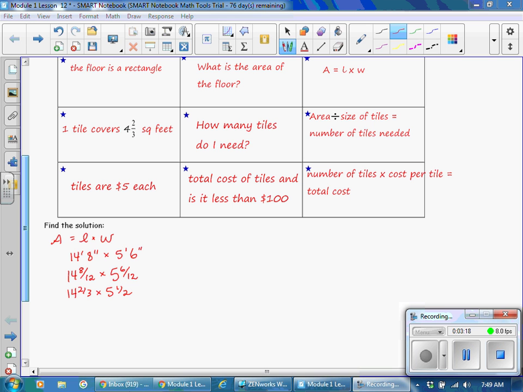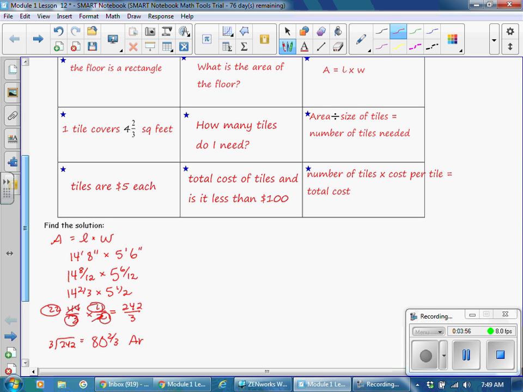So we've multiplied our fractions and we've got, changing this to an improper fraction, 44 over 3 times 11 over 2. Simplify first. These can both be divided by 2, giving you 1 and 22. Multiply your numerators, 22 times 11, and our denominators, 3 times 1. That gives us 242 over 3. Convert that to a mixed number. 3 goes into 242, and the answer is 80 2/3. So this is the area of our floor. Area is 80 2/3 square feet. So we've completed the first step, which is finding the area of the floor.